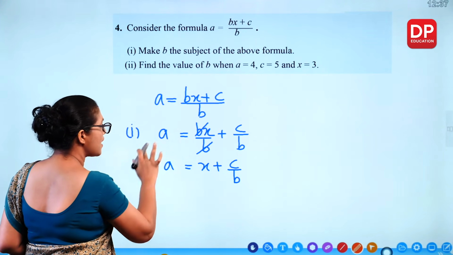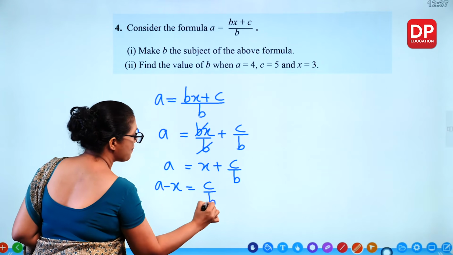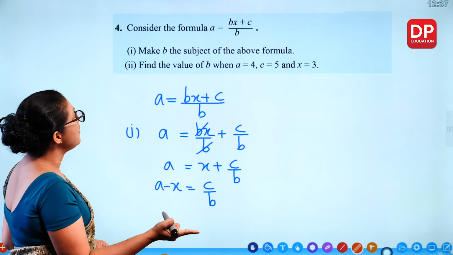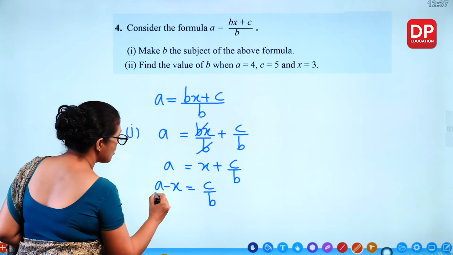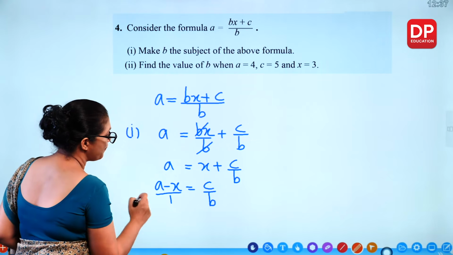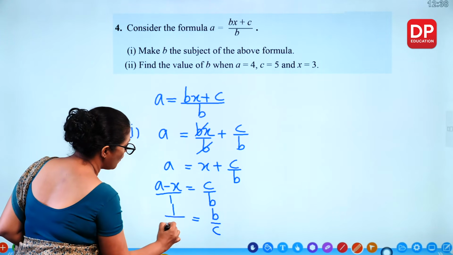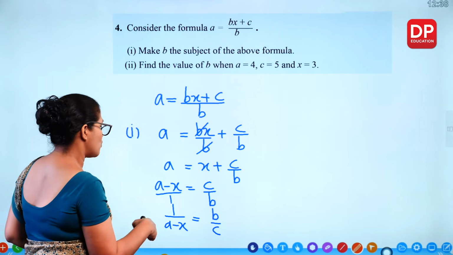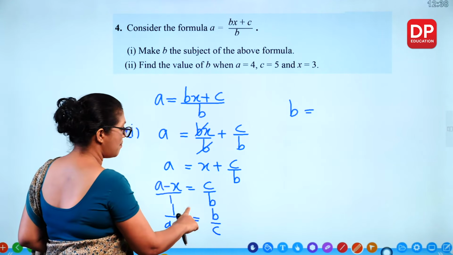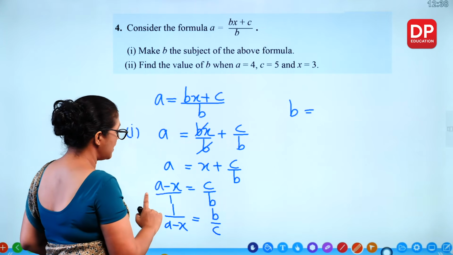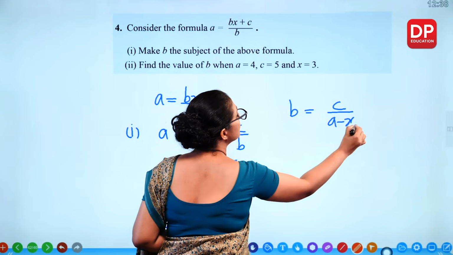Now we can take x to this side. A minus x is c over b. Now b is in the denominator, so we need to take it to the numerator. Switch upside down. So b over c becomes 1 over a minus x. So what is b? B becomes, here multiply both sides by c, c over a minus x.